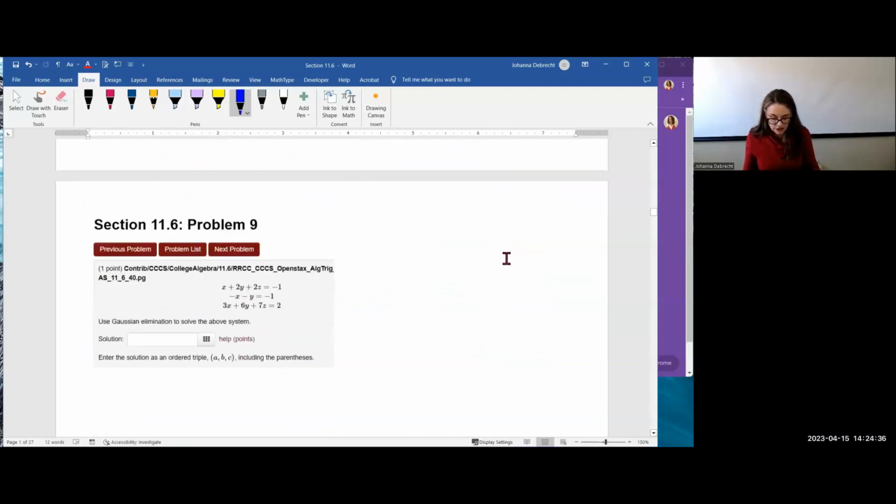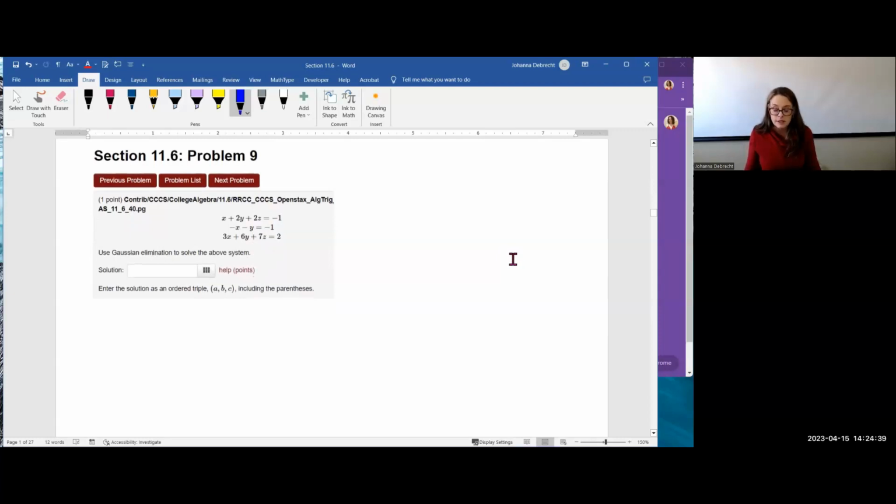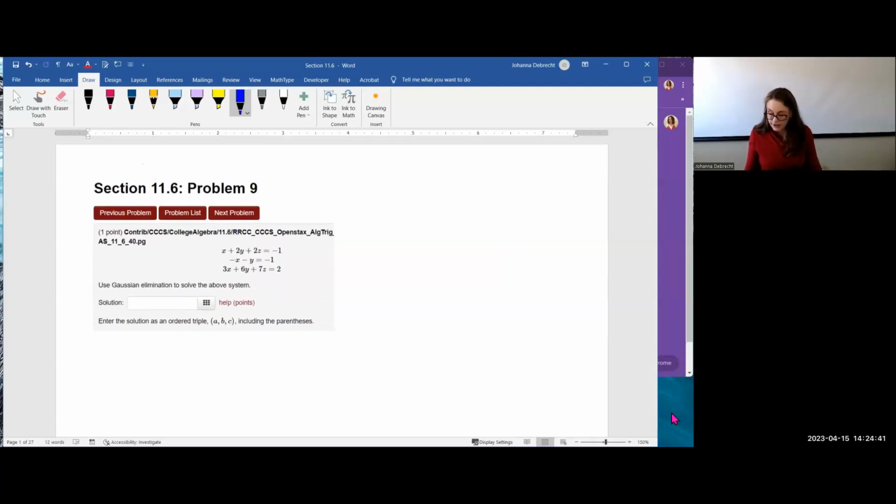Let's now turn our attention to actually solving one of these more complicated three-variable, three-equation systems. So the first thing I'm going to do is write it in augmented form. So my first equation has 1 for the coefficient of x, 2 for the coefficient of y, 2 for the coefficient of z, and a -1 for the constant. In equation 2, I have -1 for the coefficient of x, -1 for the coefficient of y, but I have no z term. That means I have to fill that in with a 0. And the constant term is also -1.